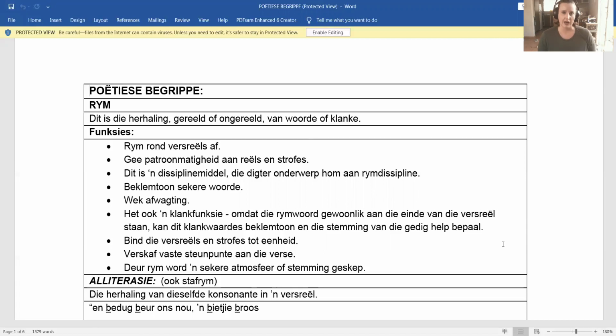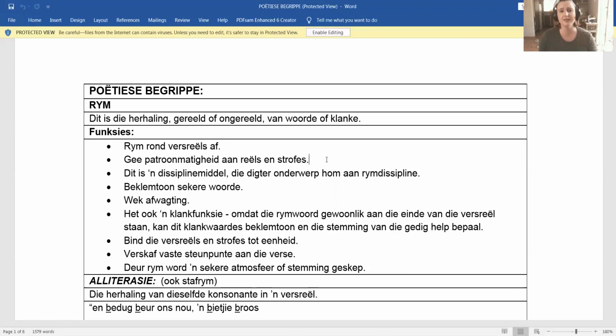Okay, so let's talk about rhyme. Rhyme is the herhaling, repetition, gereeld, which is regular, of ongereeld, which is irregular, of words and sounds. Klanke is sounds, okay? Woorde is words, okay? So what is the function of rhyme? So first of all, it actually rounds off a versreel, a line, okay? It gives a pattern to the poem. So it doesn't matter if you are using rhyme everywhere. There is a pattern in the poem.